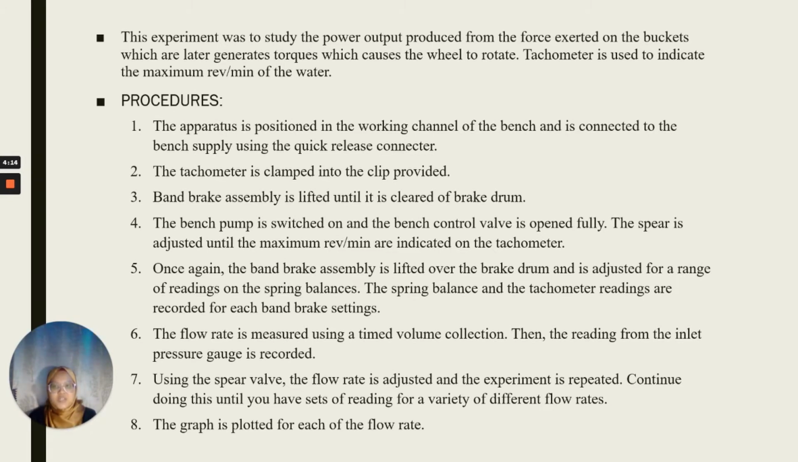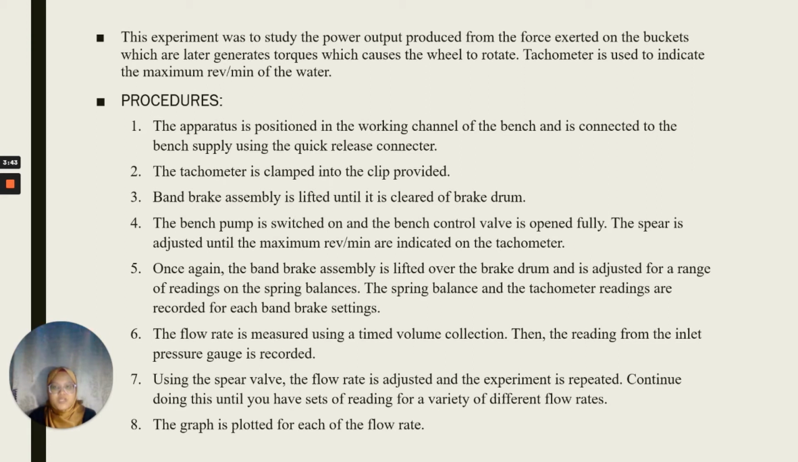The procedures below are the procedures for the Pelton wheel turbine. Number 1, the apparatus is positioned in the working channel of the bench and is connected to the bench supply using the quick release connector. 2, the tachometer is clamped into the clip provided. 3rd, the band brake assembly is lifted until it is cleared of the brake drum.